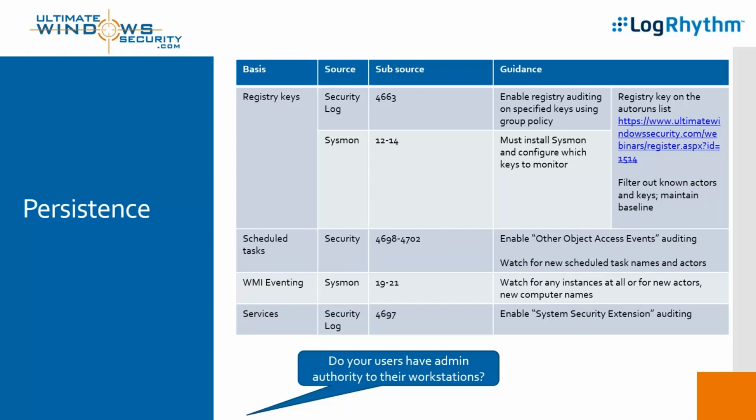Let's see here. Scheduled tasks. Windows Security Log gives you very nice events for any kind of change to scheduled tasks. A new and very weird and indirect and stealthy way of getting persistence is with something called WMI eventing, and I've done a webinar on that. You can catch it by monitoring Sysmon events 19 through 21. And then services. Hey, some bad guys just simply add a service to run in the background, and you'll catch that with 4697.